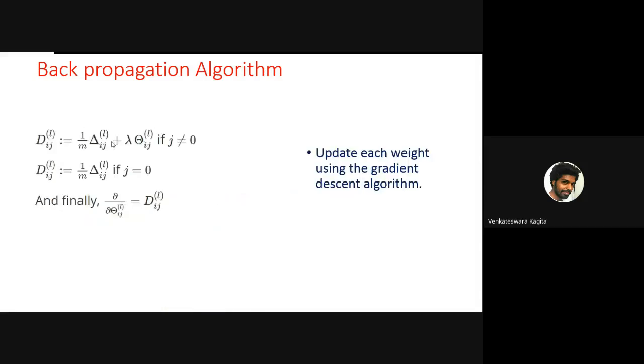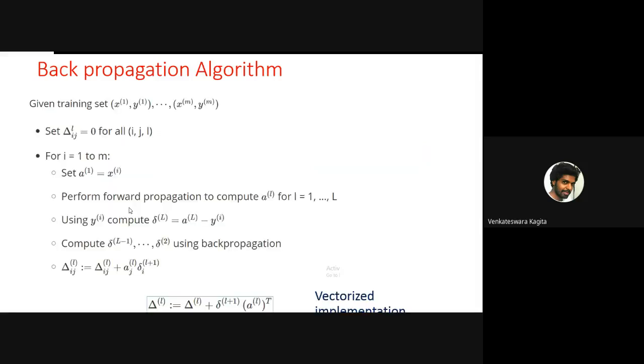And then finally you get this derivative, which is equivalent to 1 by m, you are just taking the average over that, and this is the regularization term. If j equals 0, it means that you will have no regularization term here. You just take the average over that. And this is your final derivative of J with respect to theta_ij^l. This D_ij^l is equivalent to the derivative of J with respect to theta_ij^l. Okay, a little complex, but we'll try to understand it with an example.